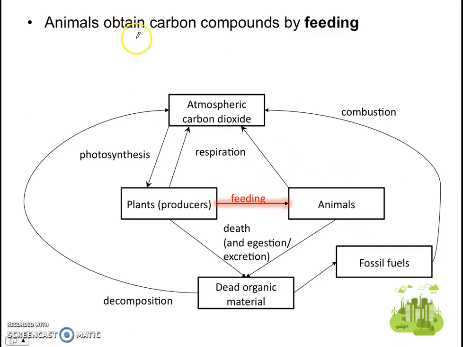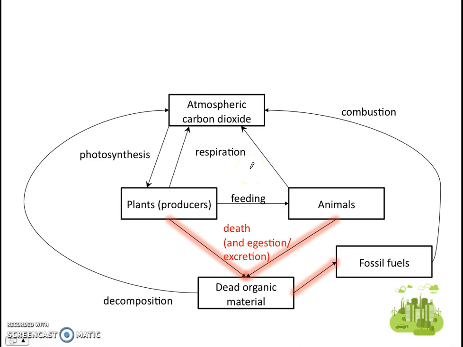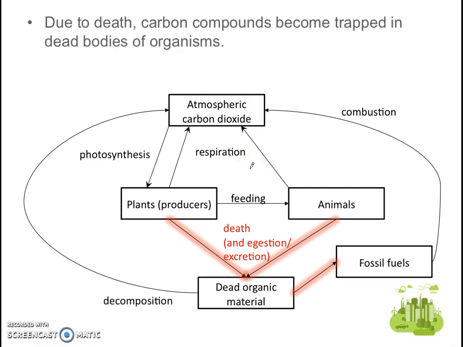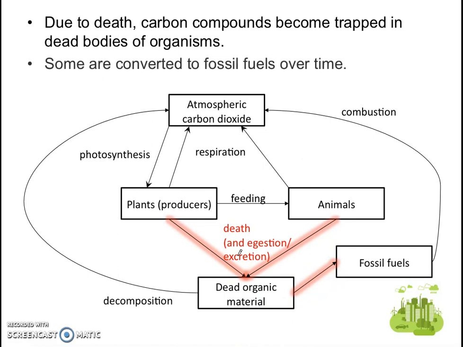Right, so consumers obtain those carbon compounds by feeding on what the producers produce. Alright, and the next process would be death, egestion, and excretion. So let's focus on death first. Due to death, the carbon compounds in plants and animals become trapped in the dead bodies of the organisms. So it just remains there in the ground, locked in. And over time, some of them are even converted to fossil fuels through the process of fossilization.